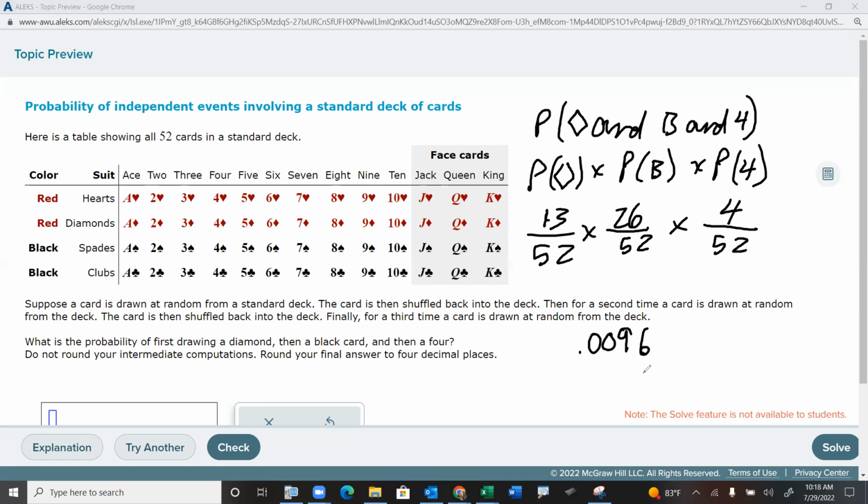0.0096. So that's 0.96%. So just about 1%, about 1% probability. So in other words, if you do this experiment over and over and over and over, you should expect to actually get a diamond, then a black, then a 4, about 1% of the time. Okay. And that would be how to do it.